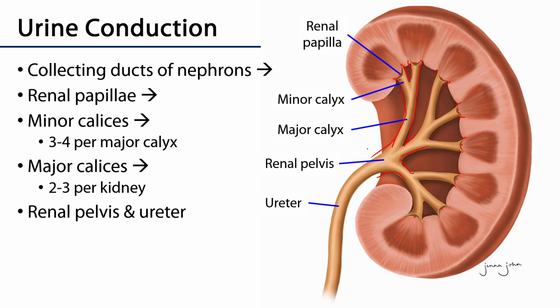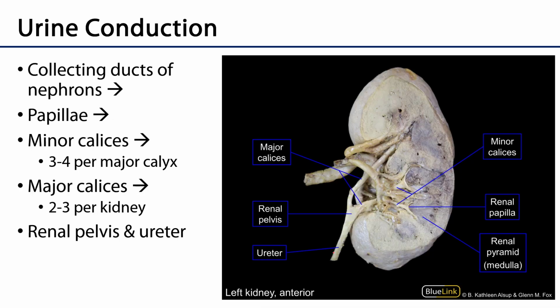A lot of illustrations are going to show these as very dilated. I can assure you that unless there's something pathological that's obstructing the flow of urine, the calyces and renal pelvis typically are not dilated. So that renal pelvis is then going to flow into a ureter, and that ureter is going to conduct urine to the urinary bladder within the pelvis.